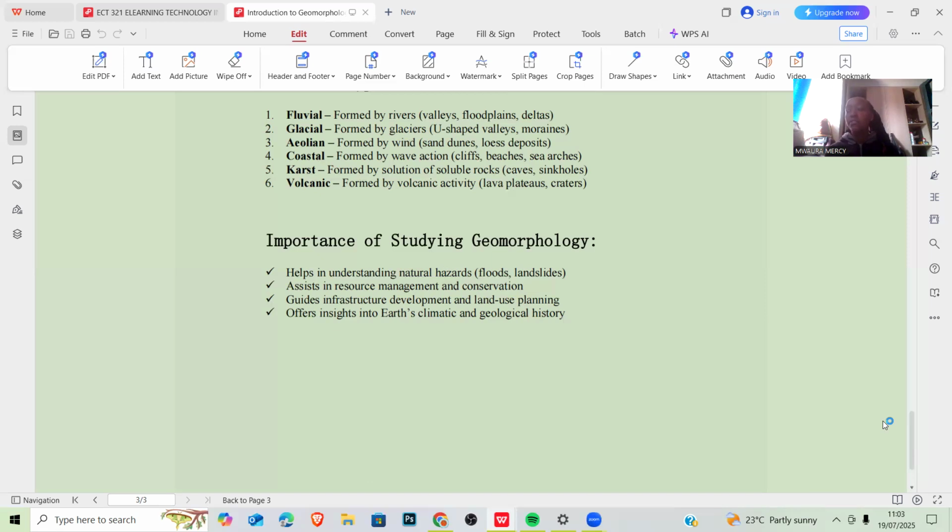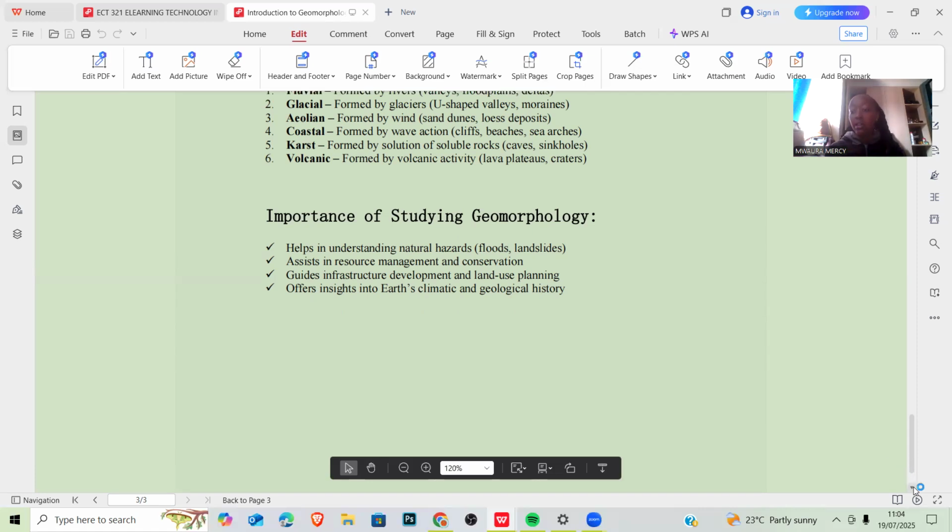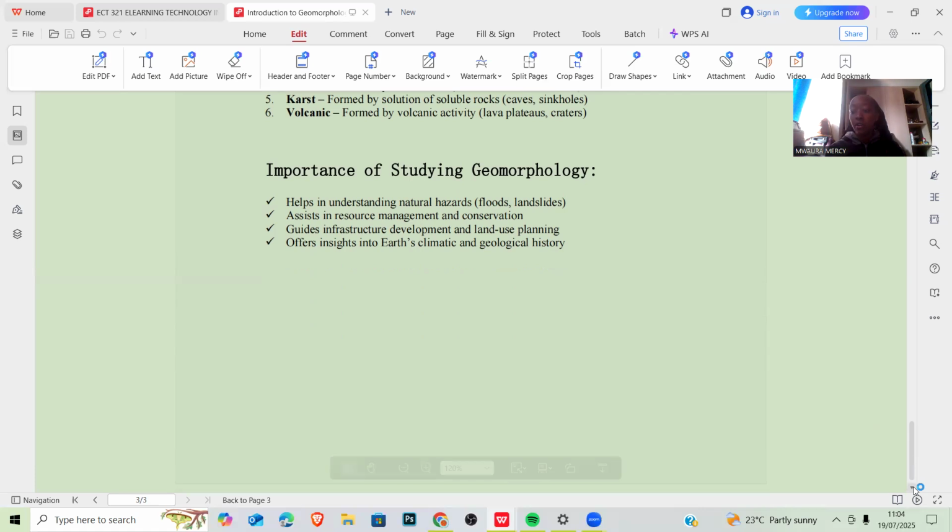This point refers to how it helps us identify where different landforms are, so we are able to understand how to go about the infrastructure in that place and how to build the roads, the buildings, all that. It offers insight into the Earth's climate and geological history. So this refers to how it helps us understand the geological history and all that.